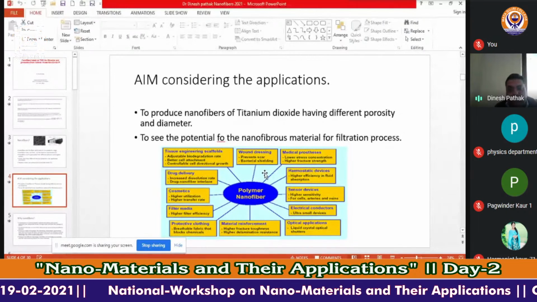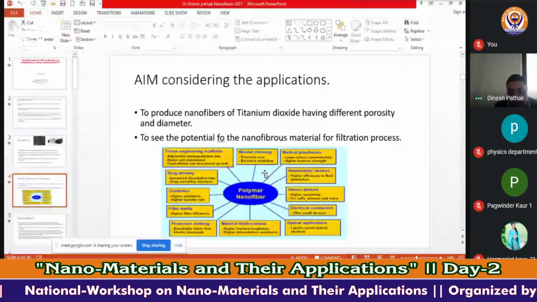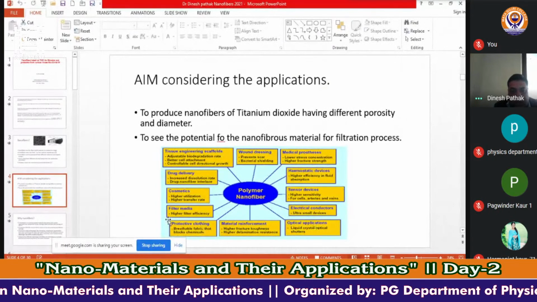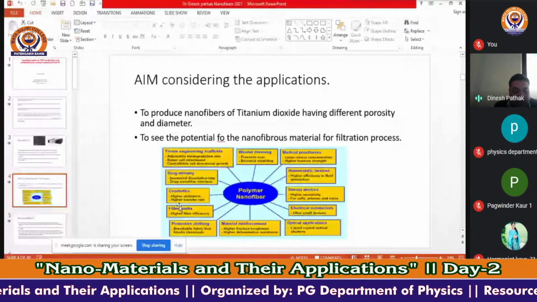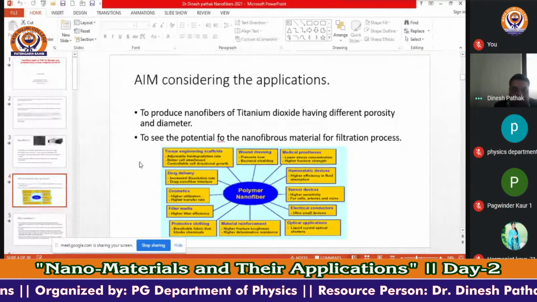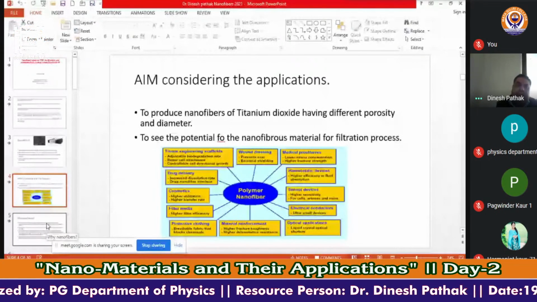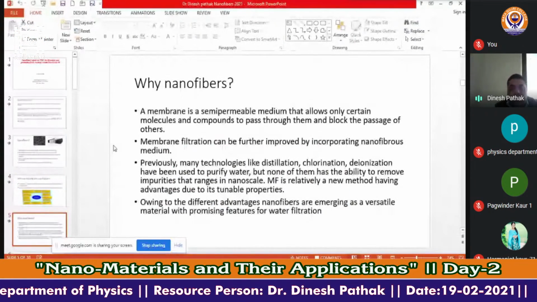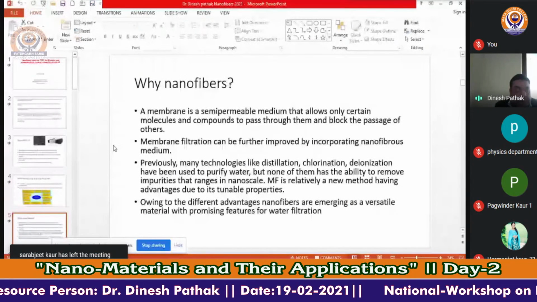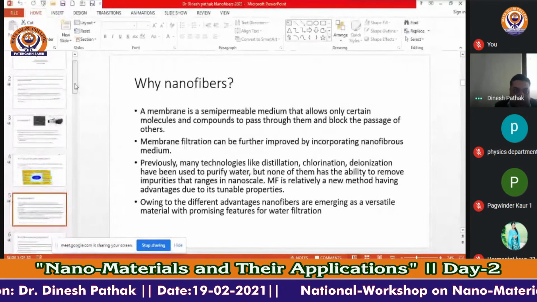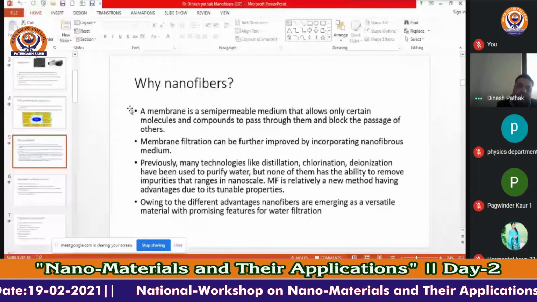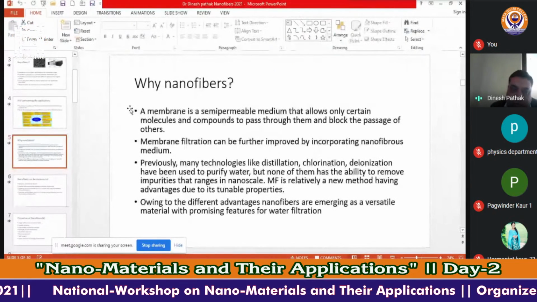Similarly, we can have sensor based applications, then optical applications in optoelectronics, then filtration, and cosmetics. So there are plenty of applications of nanofiber based materials. So why nanofibers? Their porosity can be tuned. They have many applications, and depending upon the application we can fix the porosity. Later I will discuss how porosity can be controlled. Two things help here: one is the diameter of the fiber, and the second is porosity.